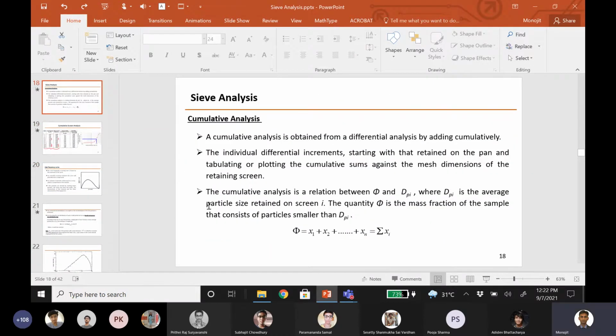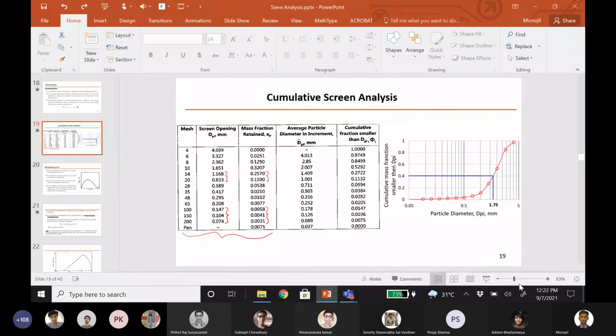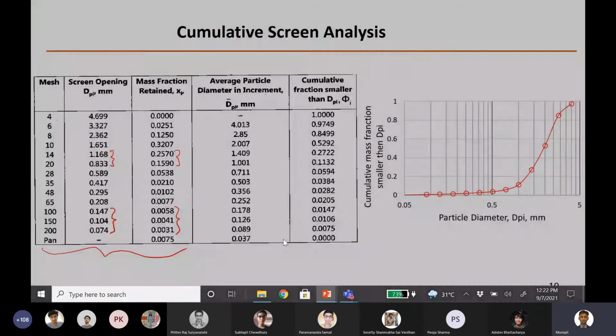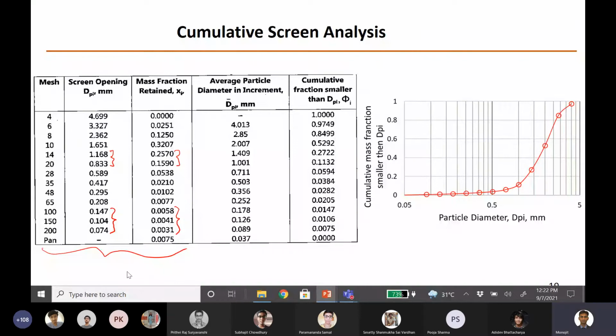Yeah, dpi is the average particle size retained. Okay, not on this one. See this table. Okay, the cumulative mass fraction. Cumulative mass fraction of this, let's take 200 mesh screen. What is the cumulative mass fraction here?